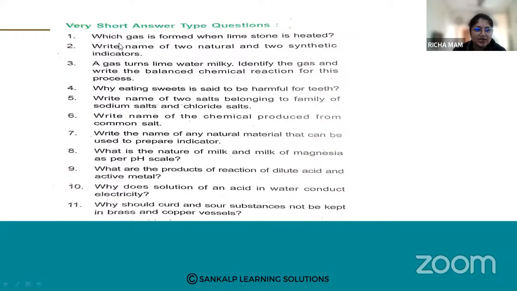So these are the questions which are for 1 mark, and you have to answer in a sentence or a word. Let us start with the first question. Which gas is formed when limestone is heated? Anybody? What is limestone?